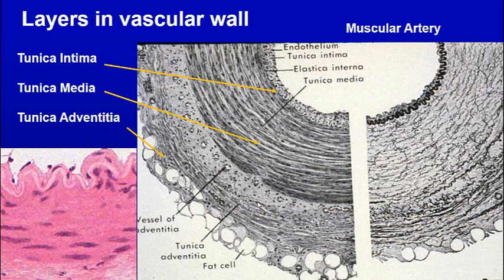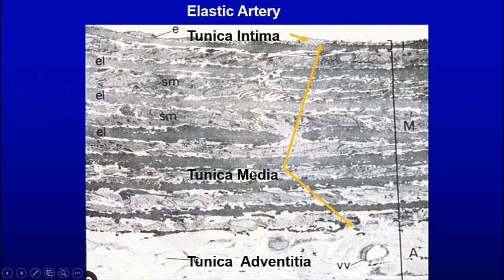And sometimes these vessels are so large that they have to have other vessels that feed the wall of these vessels. We call that a vasa vasorum, as we'll talk about here in a minute. And then if we go to elastic artery, we can see the elastic laminae going through here. So the intima, media, and then the adventitia. Here's a vasa vasorum right here.